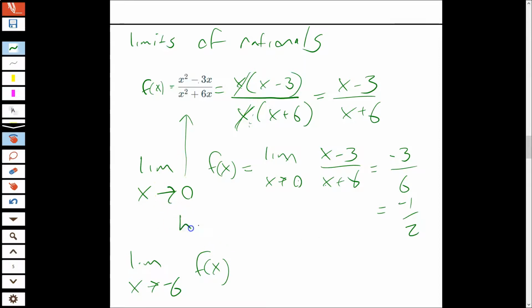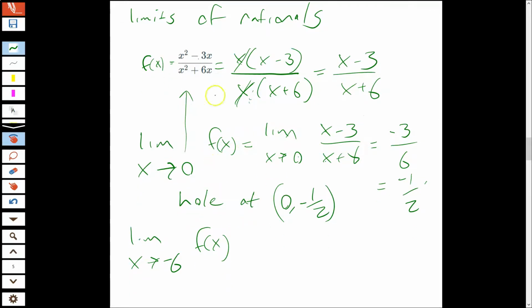From our work in pre-calc, what this would mean is there's a hole in this graph at (0, -1/2). So that was that hole that didn't show up on my graph on Desmos. The way we approach that in calculus, or a way we can describe that now in calculus, is that the limit as x approaches 0 is -1/2. And that would correspond with the hole in the graph.